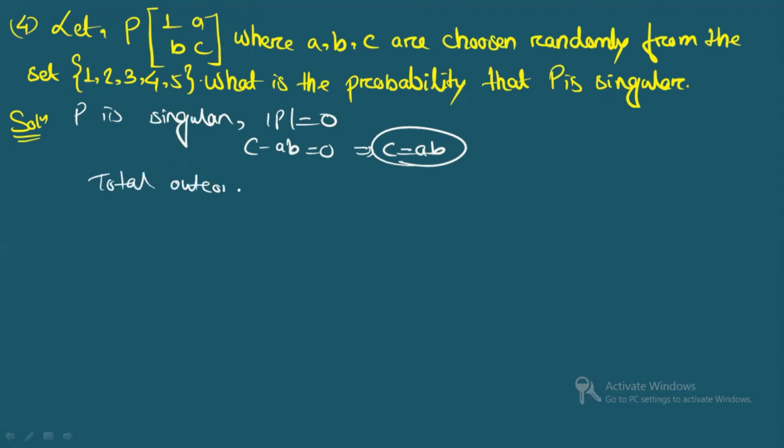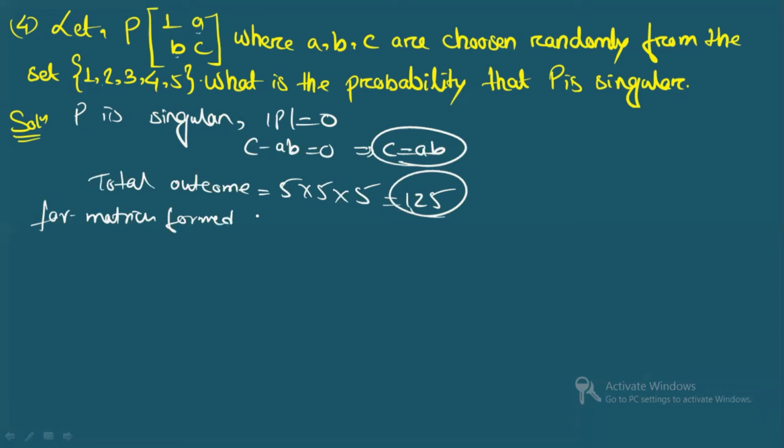So total outcomes will be what? Here A, B, C can each be 1, 2, 3, 4, 5. So when you put A equal to 1, 2, 3, 4, 5, B equal to 1, 2, 3, 4, 5, C equal to 1, 2, 3, 4, 5, for A you will get 5, for B you will get 5, for C you will get 5. So total it is 125. This is the total number of matrices that can be formed. Clear? Now we will see the favorable matrices that can be formed.